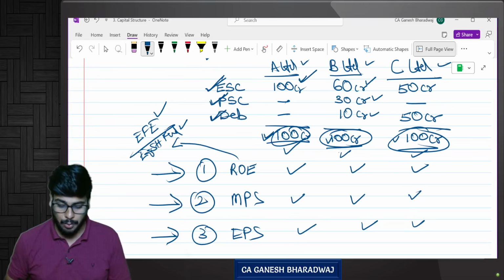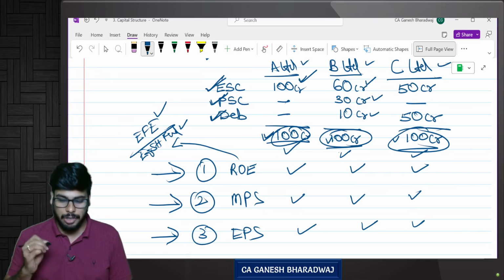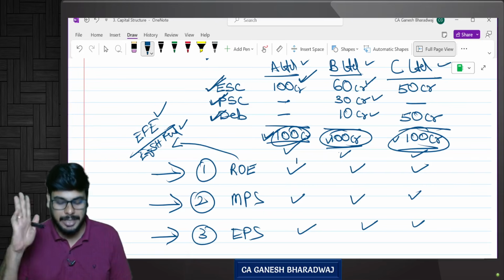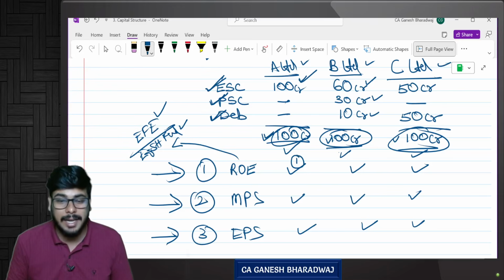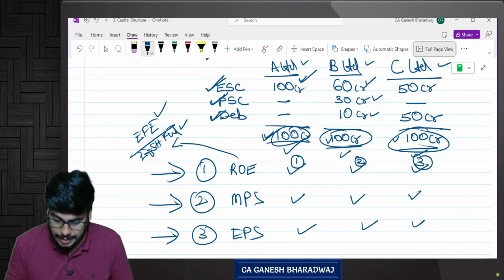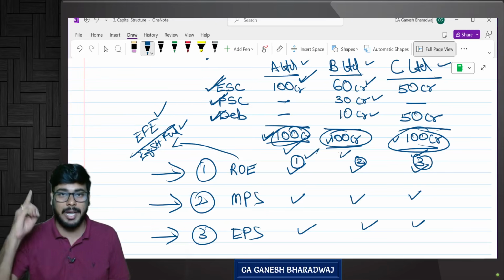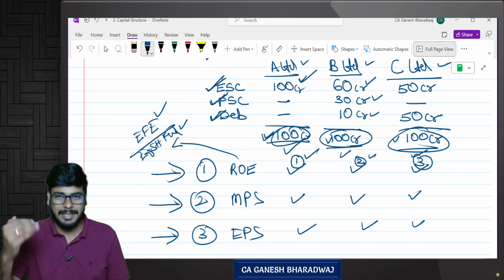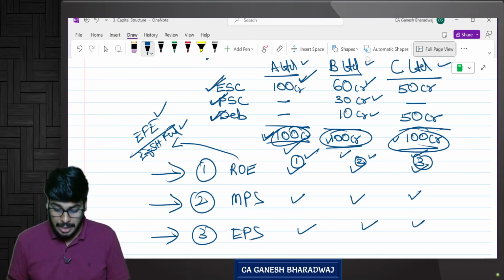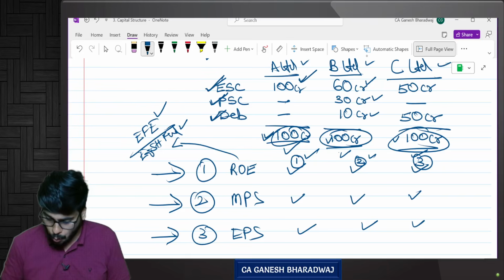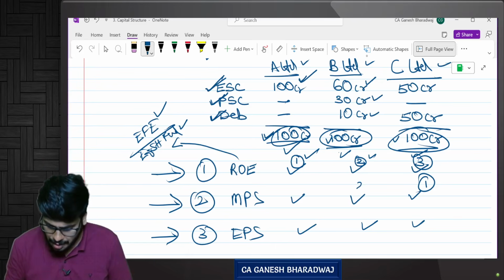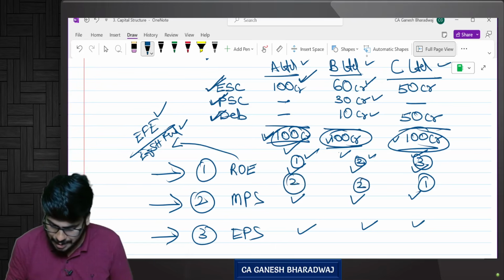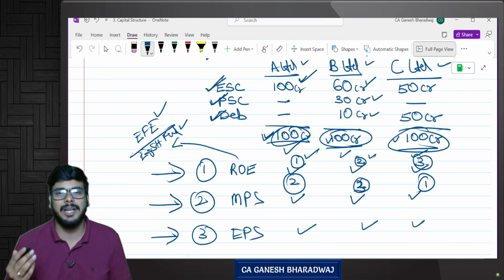Now, you might be having a doubt. Sir, if I go based on return on equity, just as an example, this is the ranking that I'm getting: return on equity is maximum for A Limited, next comes B Limited, and next comes C Limited. Sir, but if I go as per market price per share, C Limited, the third alternative, gives the maximum price per share, followed by, let us say, A Limited, and finally B Limited comes in. Are you clear with this?